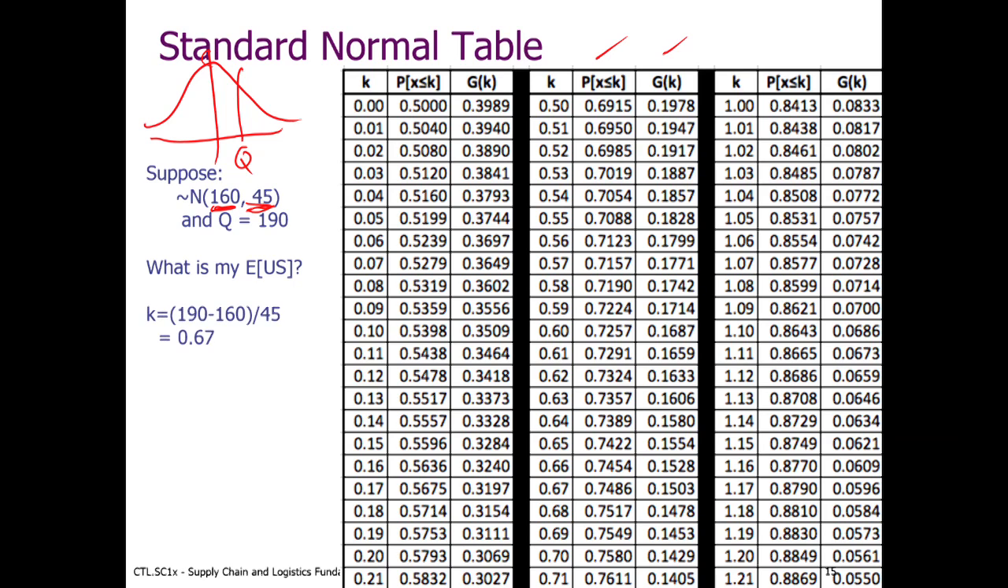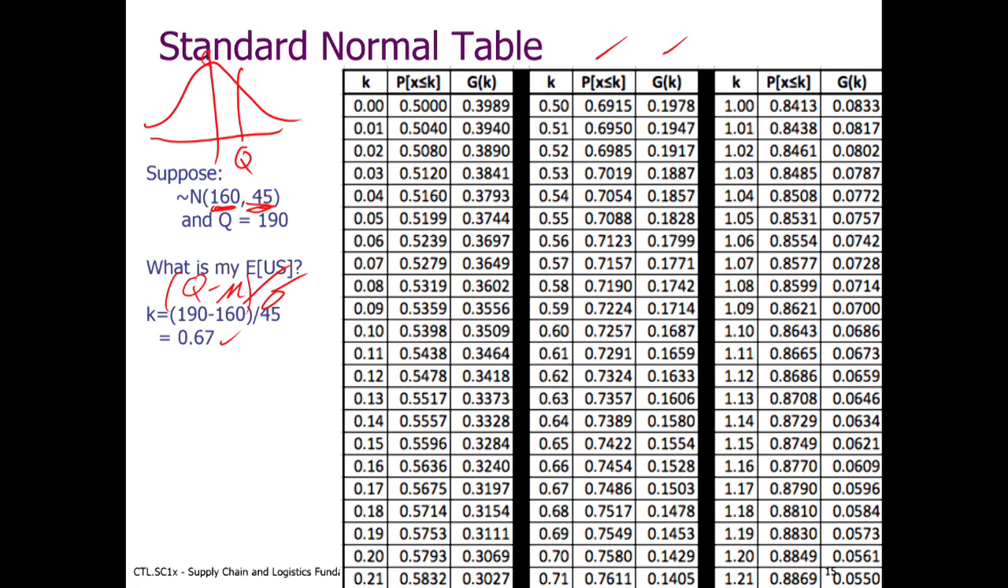First step, find the k. I want to transform it. So my k is going to be equal to my Q minus the mean, mu, divided by the standard deviation. So 190 minus 160, divided by 45, and I get a k of 0.67.